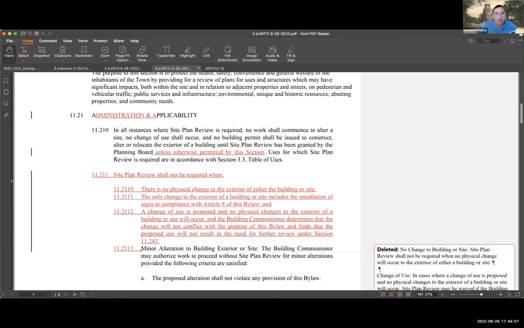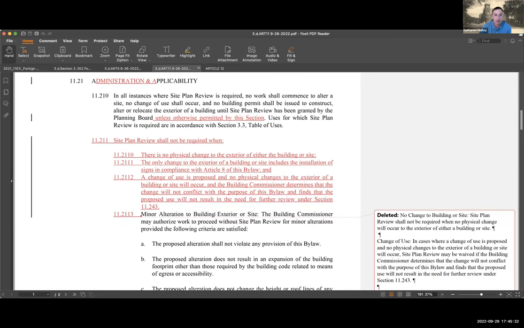If there's no physical change to the exterior of either the building or the site; the only change to the exterior of a building or site includes the installation of signs in compliance with Article 8 of the zoning bylaw; or a change of use is proposed and no physical changes to the exterior of a building or site will occur, and the building commissioner determines that the change will not conflict with the purpose of the bylaw and finds that the proposed use will not result in the need for further review under section 11.243, which is below. So we're just moving these around. These are already in the bylaw.